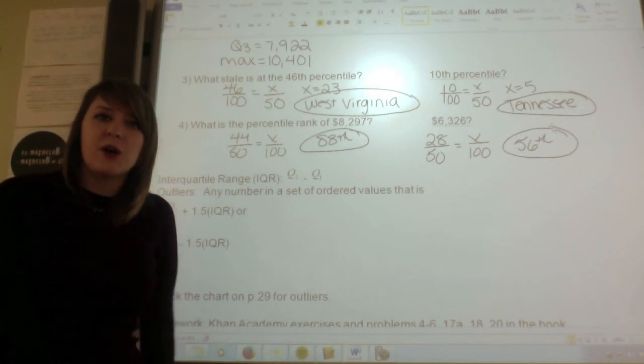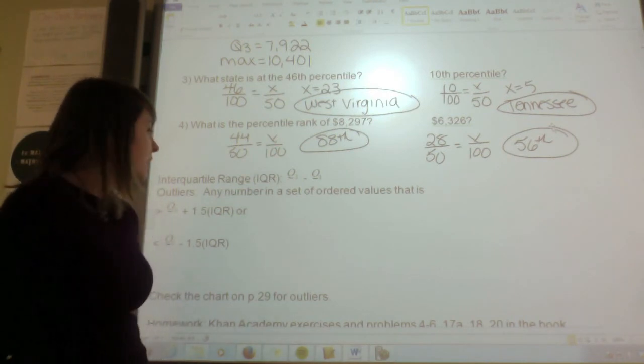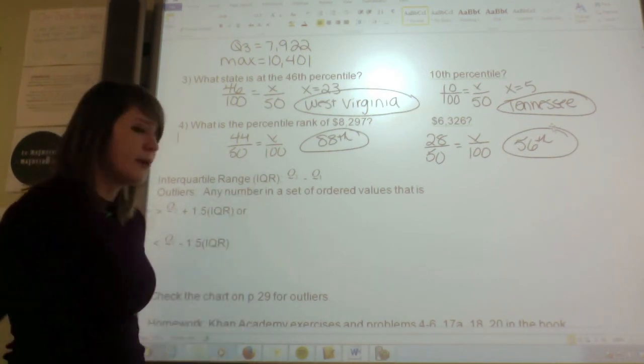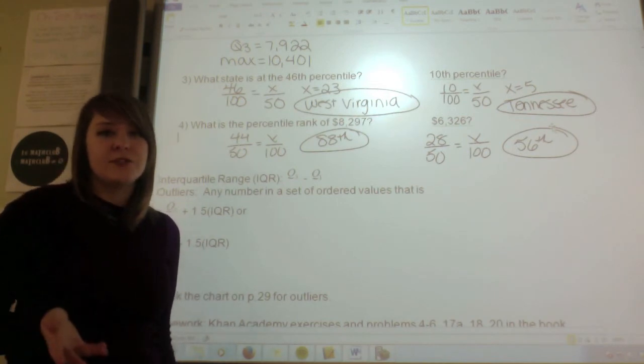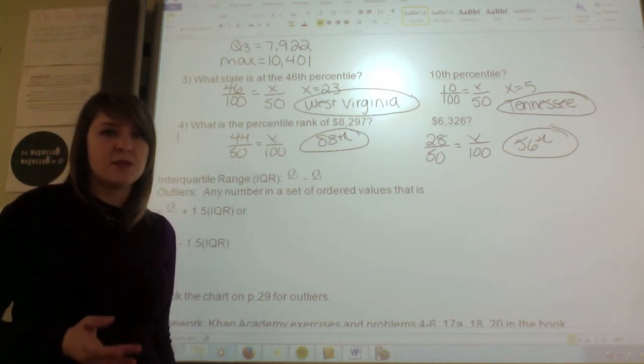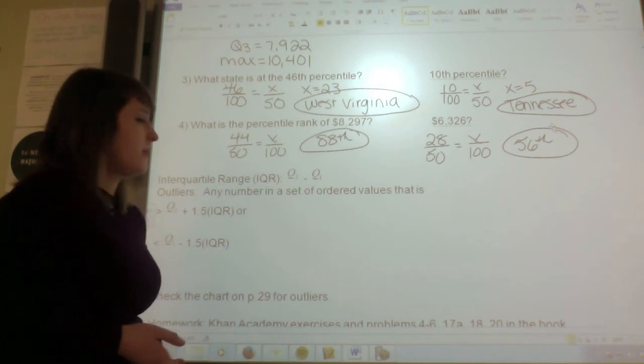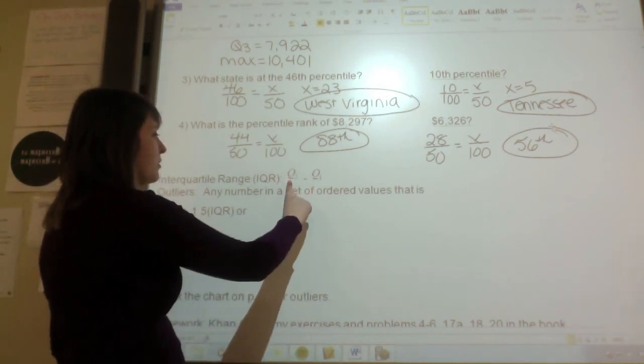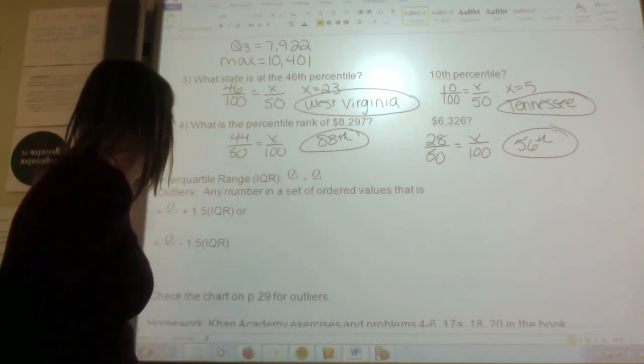Okay, we also have something called an interquartile range. Another way we write it is just IQR. The range of your data set is always the maximum minus the minimum. So the interquartile range is going to be your upper quartile minus your lower quartile.